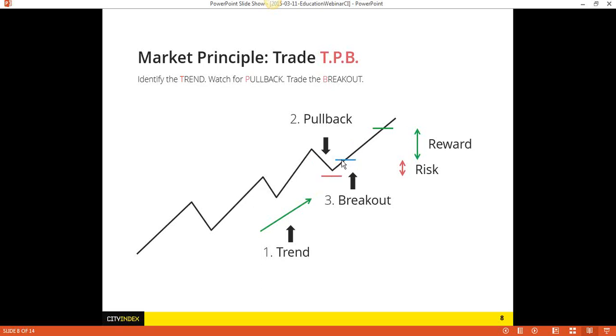Once you play the breakout on your entry, you have a stop loss under the low of the pullback. In terms of the pennant or the flag pattern, this would just be the low of the flag or pennant. You place your stop loss, and then you play that breakout, and then you have your profit target from there.